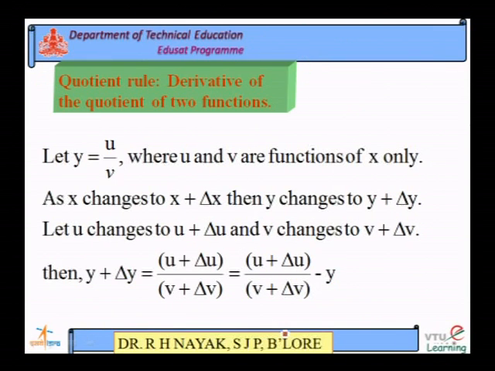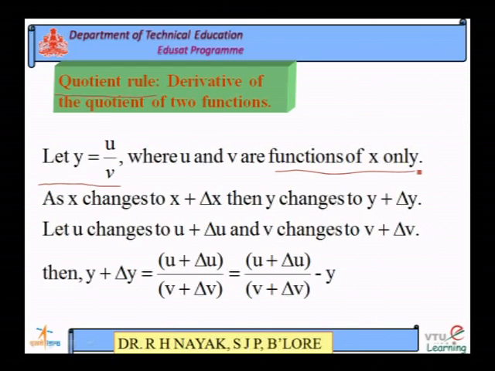The last rule, the last rule is what? Quotient rule. What is the meaning of quotient? One function by another function, or one quantity by another quantity. You take y is equal to u divided by v. What is u and v? U and v are the functions of x only.